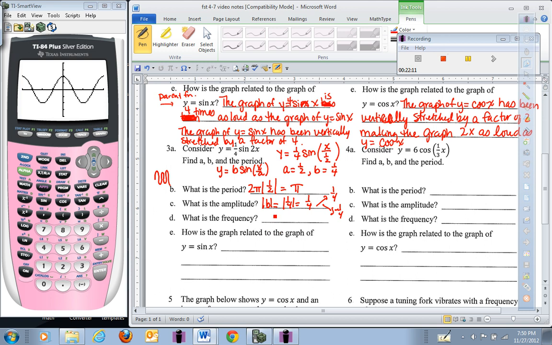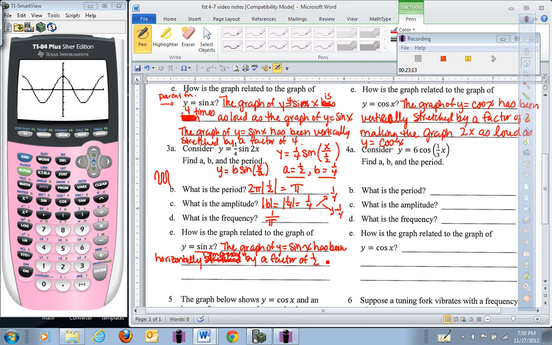Okay? The frequency is 1 over the period, so it's 1 over pi. It's going to cycle 1 time every pi. So how is it related to the parent graph? All right, well, let's tell what these things do to the parent graph. Okay? We're going to say the graph of y equals sine x has been horizontally. Okay, now that's our a value that's working on horizontally, right? So horizontally stretched by a factor of 1/2, meaning it's actually going to be compressed. Okay? Actually, maybe we should put that. Let's put it as compressed.